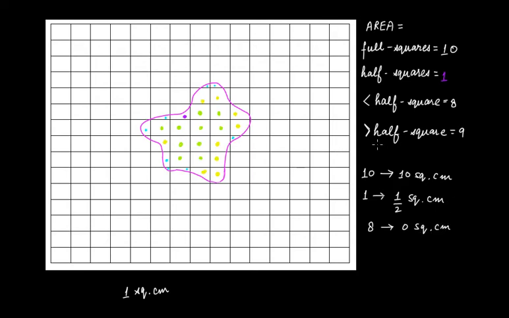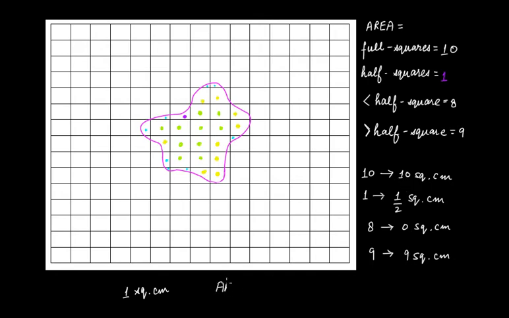And here we have 9 such squares which are greater than a half square. So if they are greater than a half square, we know that we have to take it as full. So if we take it full, it will be 9 square centimeter. Simply add these. So we have 10 here, we have 9 here.